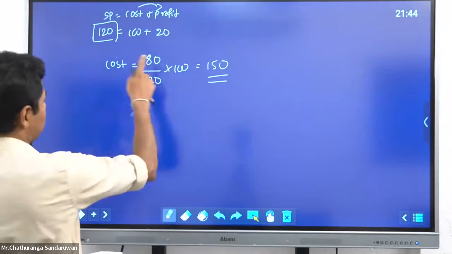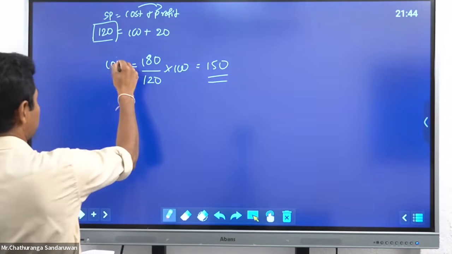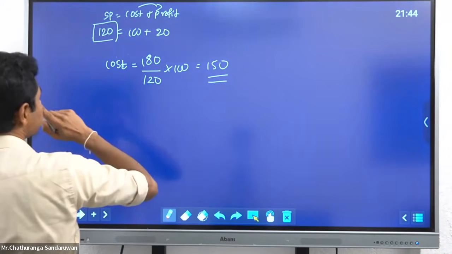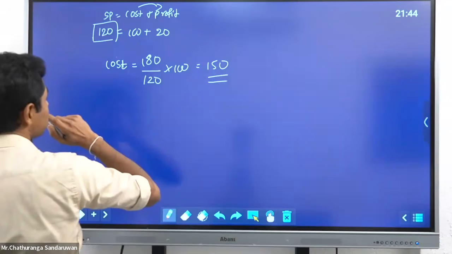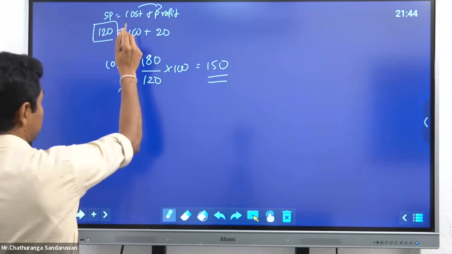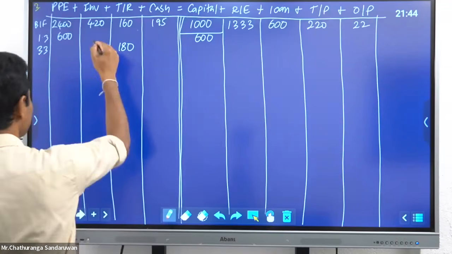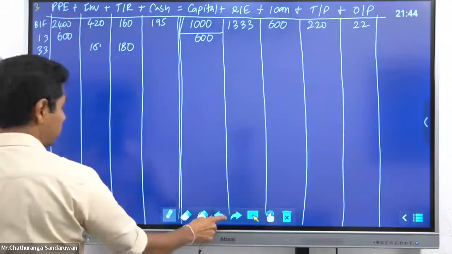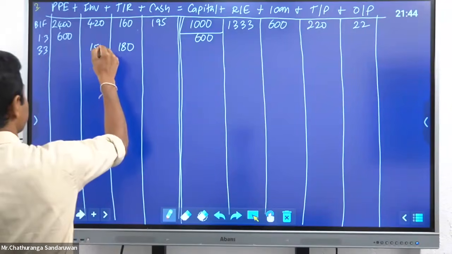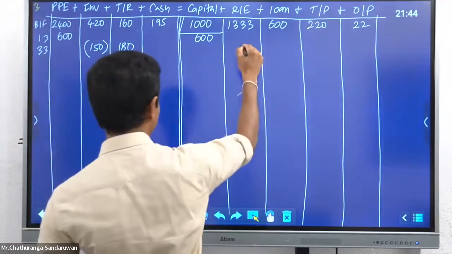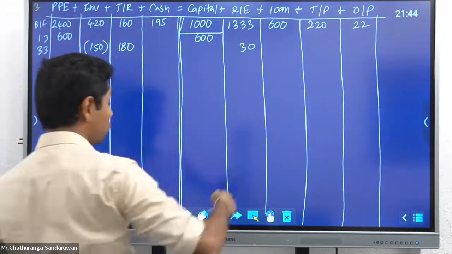Got it? Now this is equal to 120. We have to find the cost, multiply by 100. That's 150. Therefore, deduct 150 from inventory. And there is a profit of 30 that should be added to the retained earnings, right? Because we have the retained earnings column.